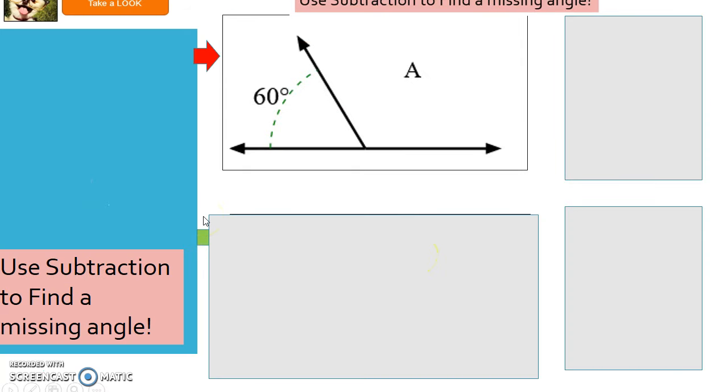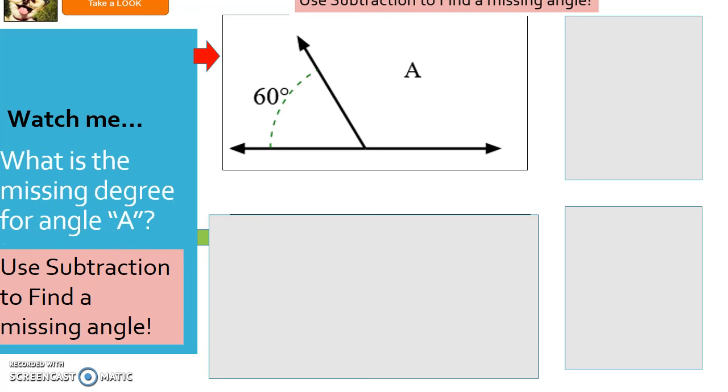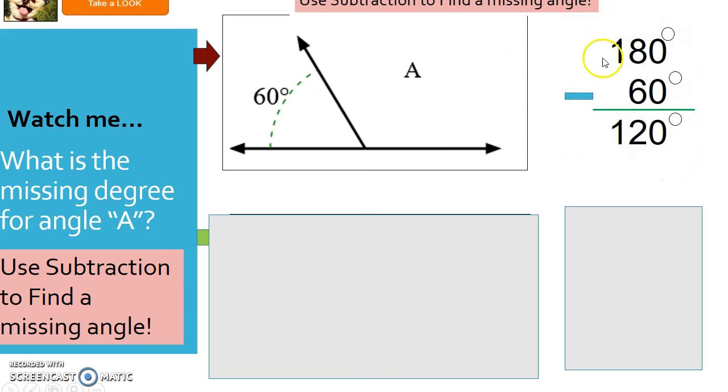All right, take a look. I'm going to demonstrate again. I'm going to use subtraction to find my missing angle. Watch me as I find the missing angle for A. I'm given up here at the top 60 degrees so far, and I need to find this big angle right here, the A that's missing. I'm going to remember that this is 180 degrees all the way across the bottom, so 180 degrees minus the given 60 degrees makes 120 degrees.